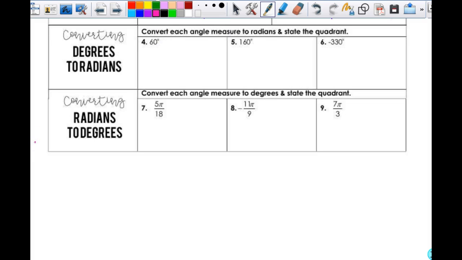So it says convert each angle measure to radians and state the quadrant. So 60 degrees, what quadrant would I be in? 1. Okay. So then I'm going to convert. I'm going to take 60 degrees, and since I need pi in that, I'm going to put pi over 180. Put that over 1. No need to multiply straight across at this point. Reduce before you do anything. The zeros cross out. 6 goes into 6 once. Goes into 18 3 times. And you're left with pi thirds.